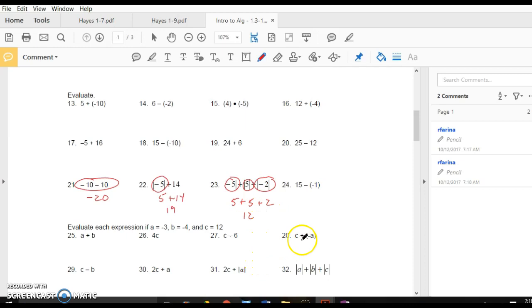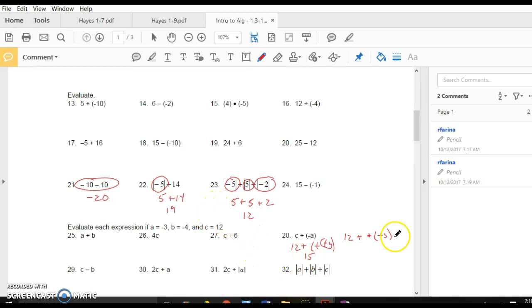Number 28. Okay, when you have 28, you have C is 12 plus the opposite of A. A is -3. So when you look at this, you have to flip the sign, and 12 plus 3 is 15. So again, I didn't write that clearly. 12 plus negative A, which is -3. The double negative makes it positive to get 15.